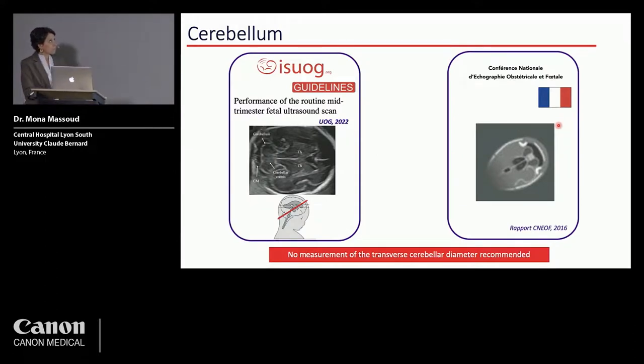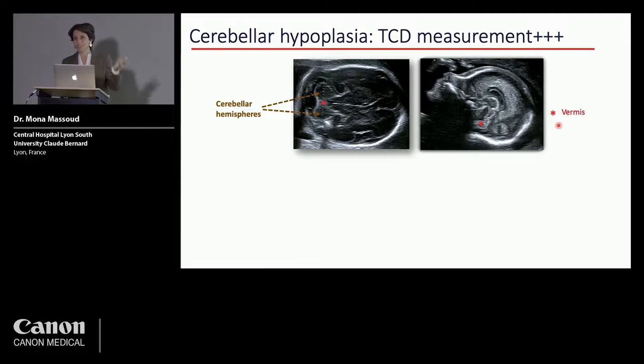So, what are the guidelines? The guidelines in France and in the international society do not recommend measuring the cerebellum, while in all the literature we know that we underestimate the anomalies of the posterior fossa, and if we want to improve our detection of anomalies of the posterior fossa, we have to measure the transverse diameter of the cerebellum. So this is the main question. Do we have to measure?